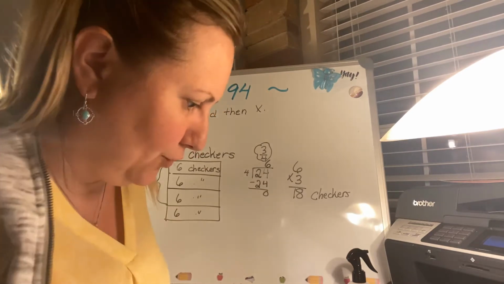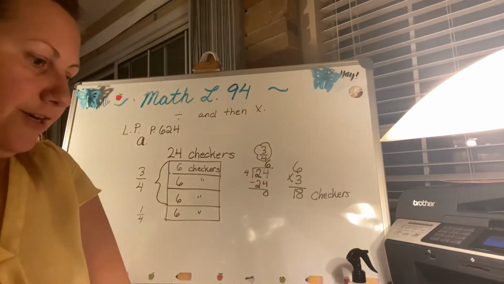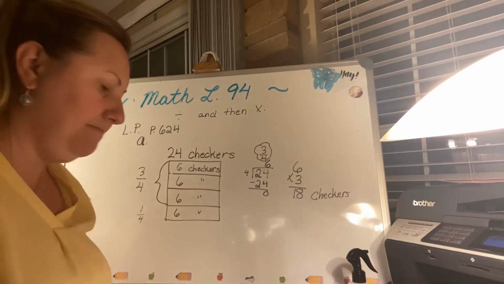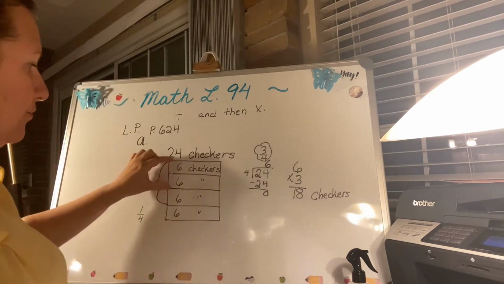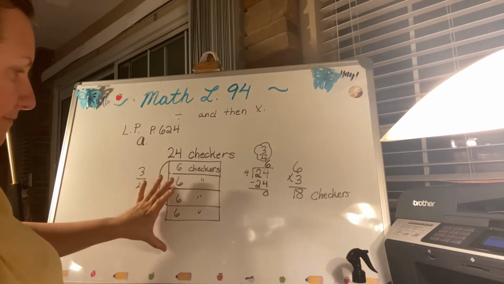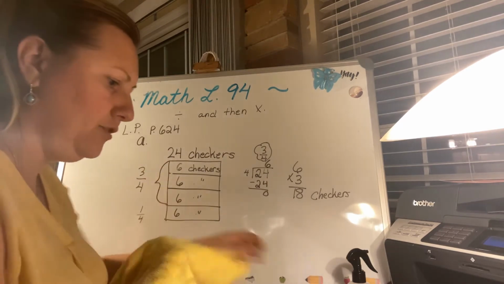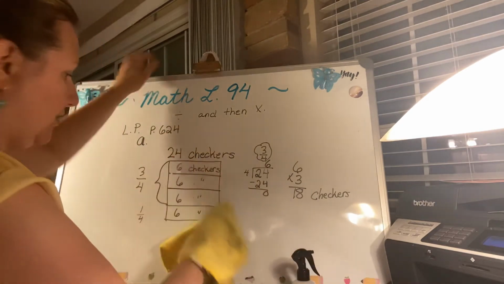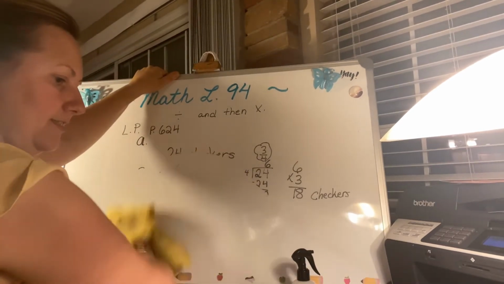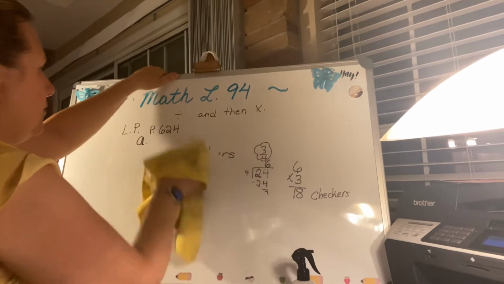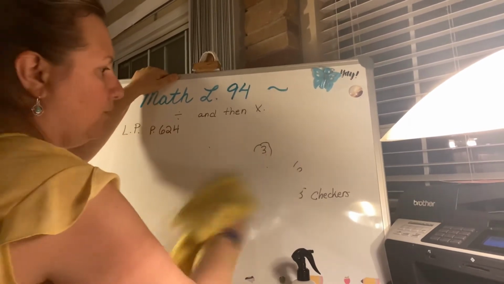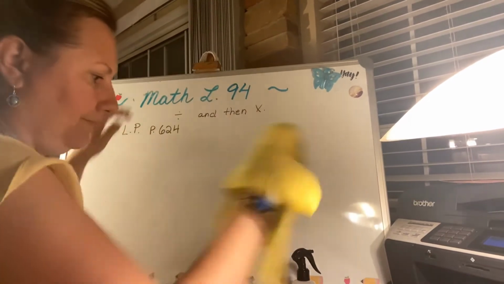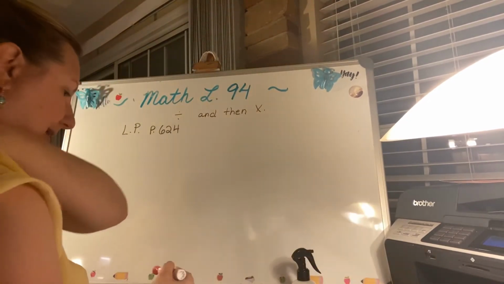Letter B says 2/5 of 30 students. So it's the same idea, except this time we're going to look for 2 out of 5 parts. 2/5 of 30 students studied more than 1 hour for a test. How many students studied for more than 1 hour? So you need to find out, well, what is 2/5 of 30? Of 30 students to be exact.